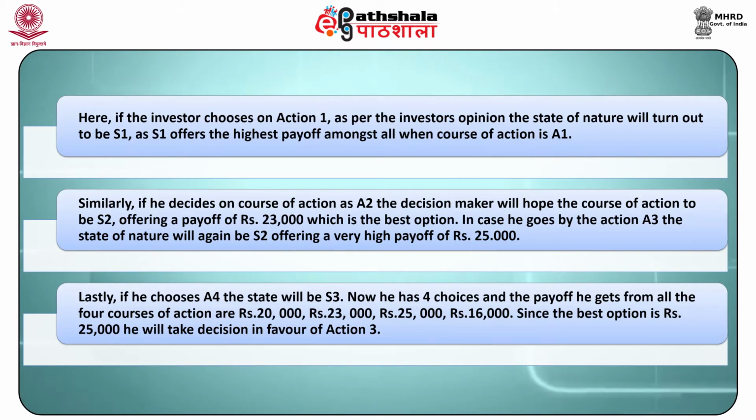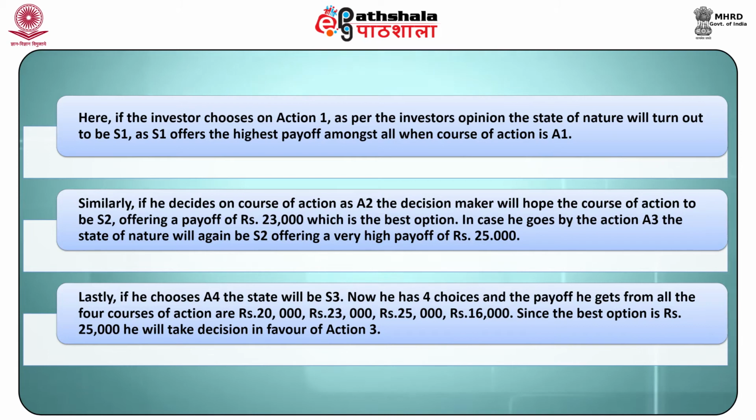Solution: here, if the investor chooses action A1, as per the investor's opinion, the state of nature will turn out to be S1, as S1 offers the highest payoff amongst all when the course of action is A1. Similarly, if he decides on course of action A2, the decision maker will hope the state of nature to be S2, offering a payoff of rupees 23,000, which is the best option.